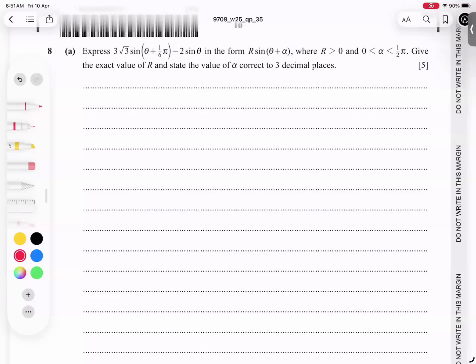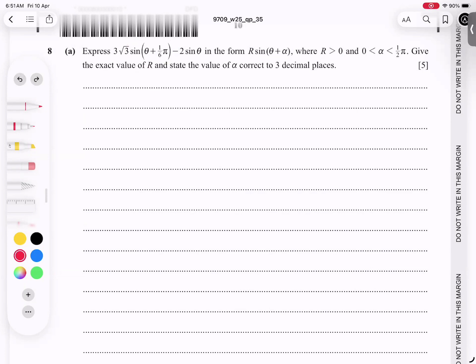Question number 8, students. We have to express this whole thing in this form, where r is more than 0 and positive, and alpha must be in the first quadrant. We need to find the exact r value, but alpha to 3 decimal places. So step number 1, we are bound to expand this first of all.